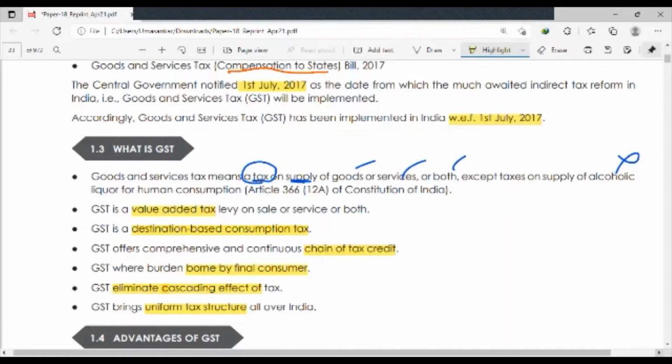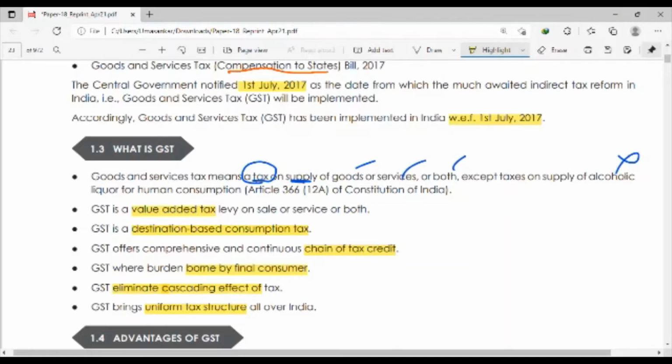GST, or the tax, belongs to that state. And GST also offers a comprehensive and continuous chain of tax credit. When we purchase something or a supply, we pay the seller some GST portion. That GST portion we can avail as input tax credit to pay on the further supply of the goods, which we will detail and can read below. It is just the introduction.